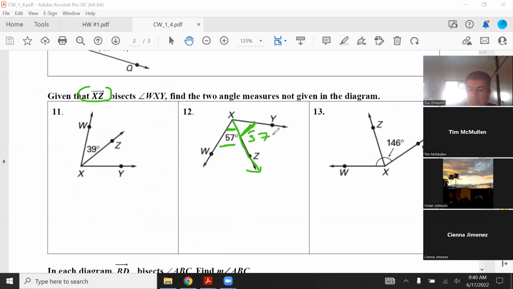Oh, okay. They're equal, right? And then the whole thing is 114. So what you're going to say is that WXY is 114 and YXZ is 57. That's all.